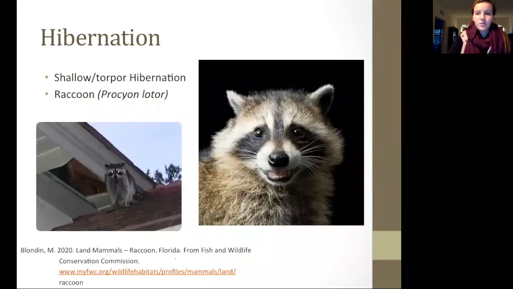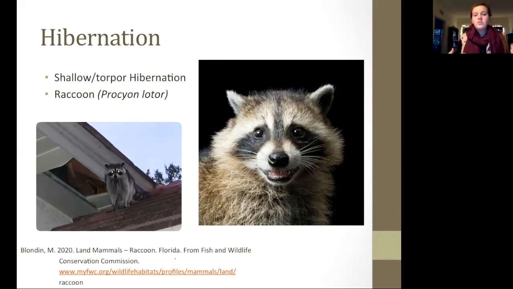Okay, and then of course with the shallow or torpor hibernation method, this is a raccoon. I chose these because I had an experience with one of these guys during this hibernation period. So raccoons are not true hibernators. They can curl up for several days or weeks if need be. They live in various types of environments. Here in Florida, we have them, and they do this if the weather gets too harsh. If the weather is not harsh, they will not go into this. So they're not obligate hibernators where they must do this.